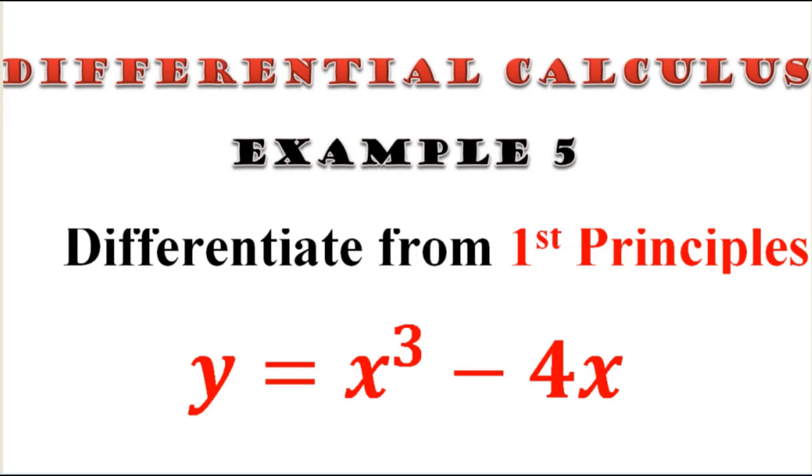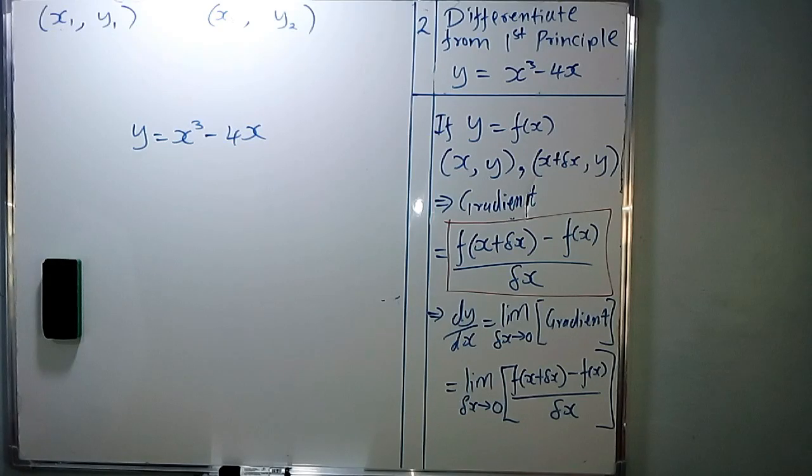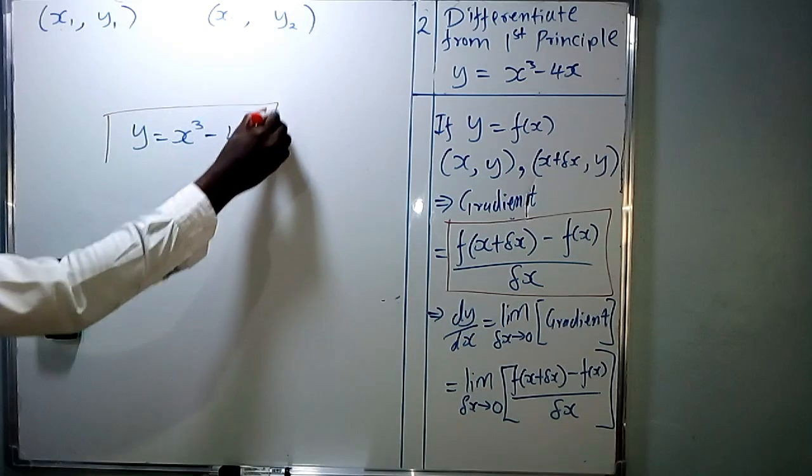Differentiate from first principle, y is equal to x cubed minus 4x. How do we differentiate from first principle? y is equal to x cubed minus 4x.